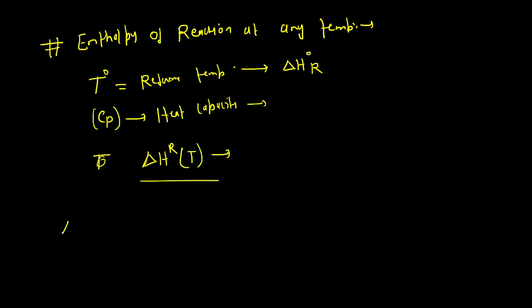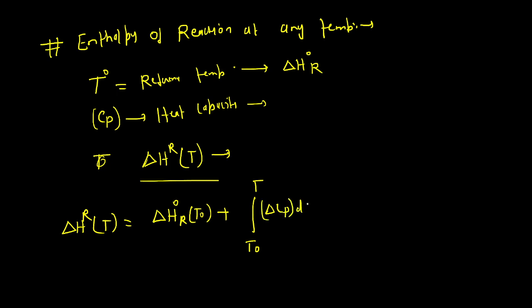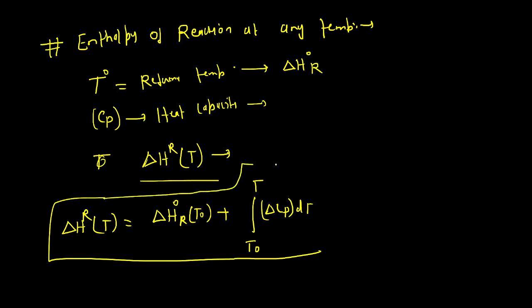How will we calculate? So delta H of reaction at any temperature T equals delta H naught of reaction at T naught temperature plus the integral from T naught to T of delta Cp dT. That's a very important formula. At any temperature, if you want to calculate the enthalpy of reaction, you can calculate it, right? How? Just try to understand with the help of one example.